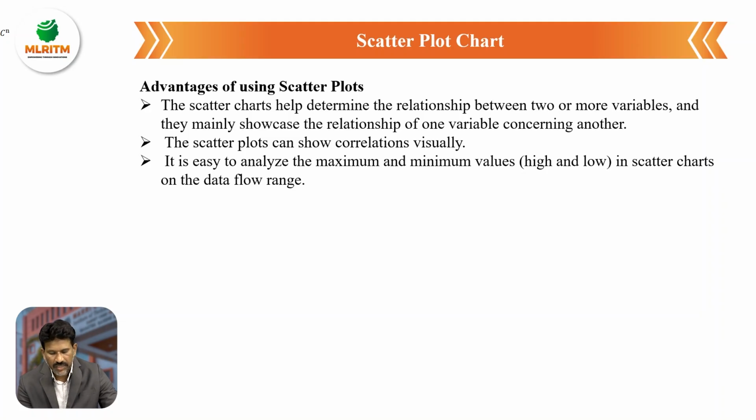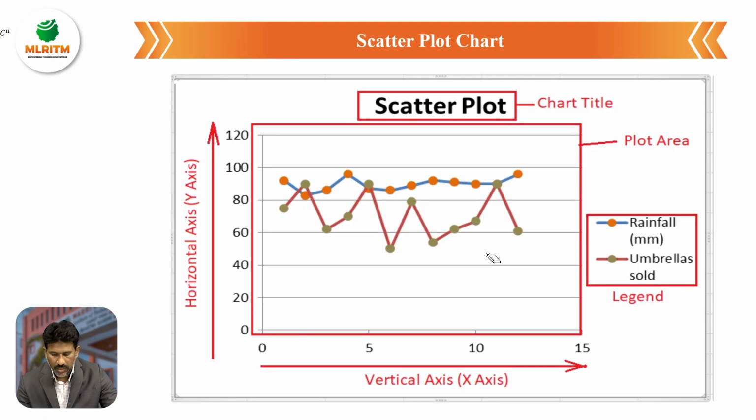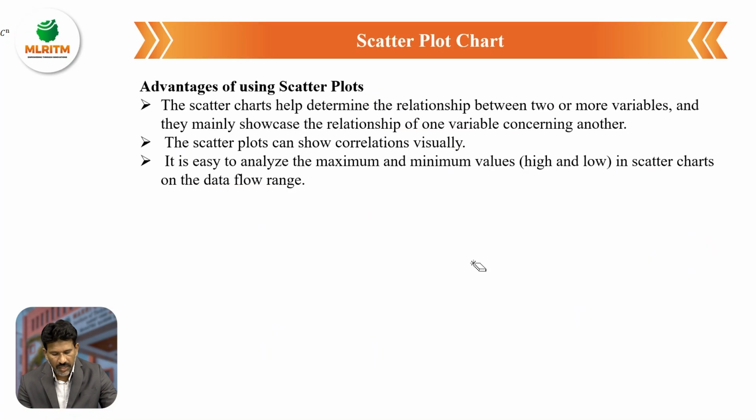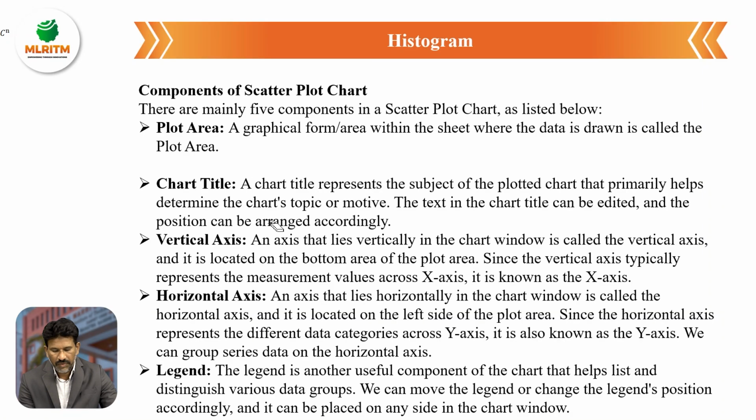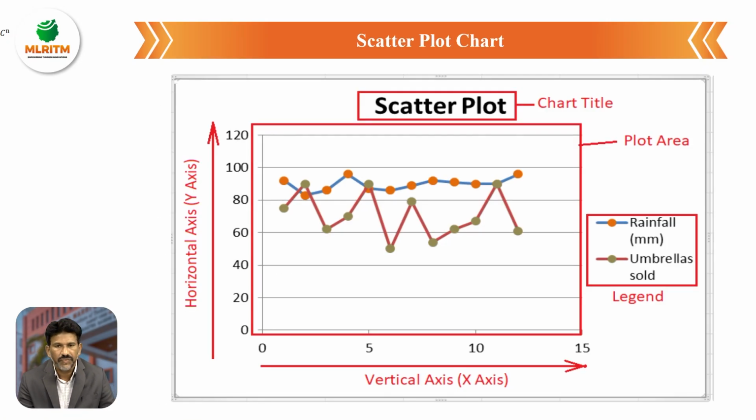And one more thing, scatter plots can show the correlations visually. So the relation between the rainfall and the umbrellas sold can be represented visually. That is one more advantage. Another advantage is that it can easily analyze maximum values and minimum values, that means high values and low values in the scatter plot on the data flow range. When we see the graph, it represents the maximum and minimum values.